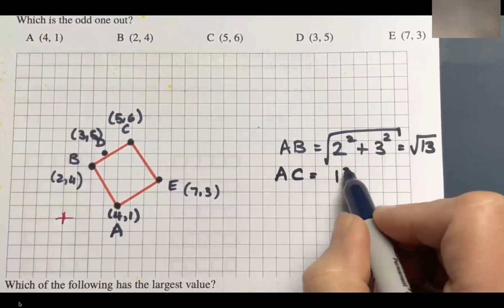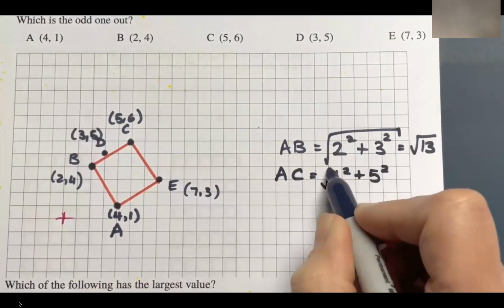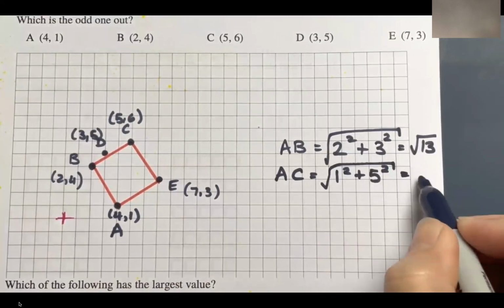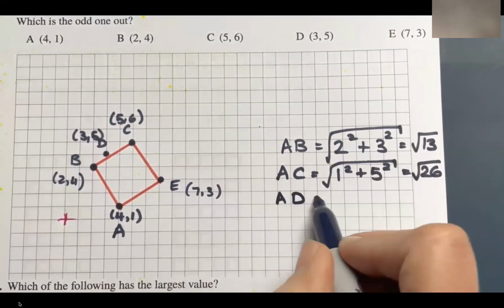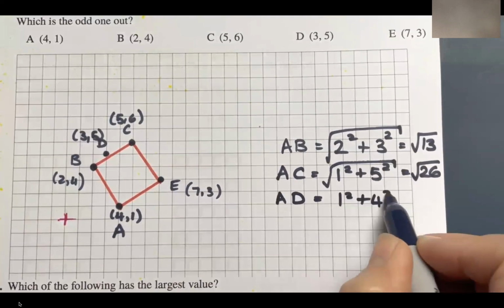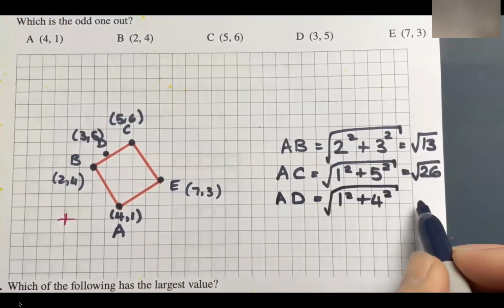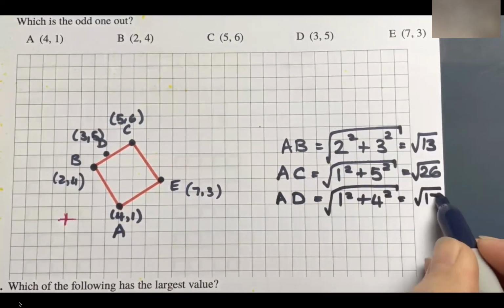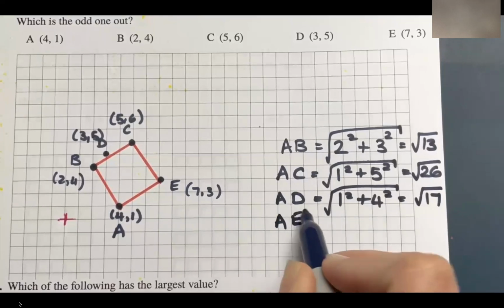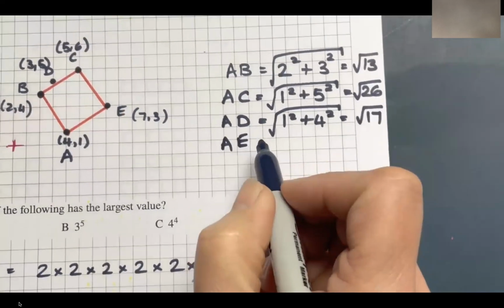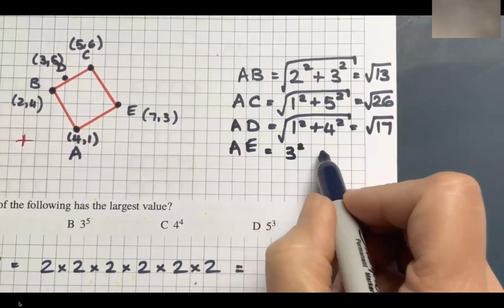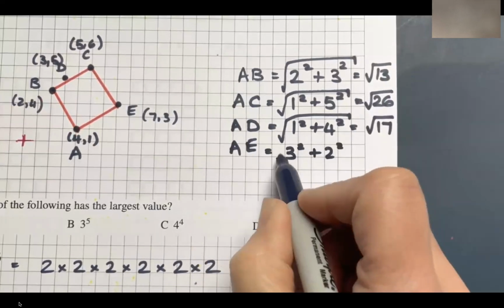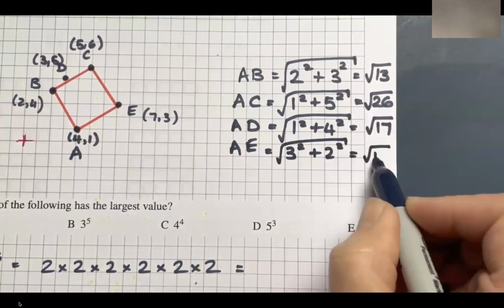AC is 1 squared plus 5 squared, square rooted, which gives me the square root of 26. AD, 1 squared plus 4 squared, giving me the square root of 17. Keep going. AE, can you see that okay? Would be 3 squared and 2 squared. So 9 plus 4 gives me the root of 13.